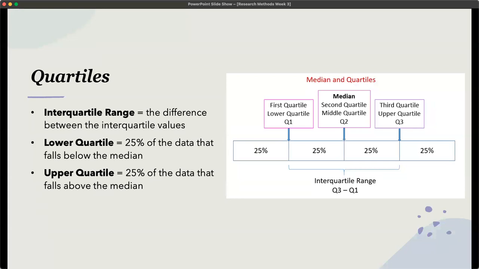And these quartiles are used often for the grading system in the universities in North America. So you'll see the grades are often on a 4-point scale that's representative of these quartiles.